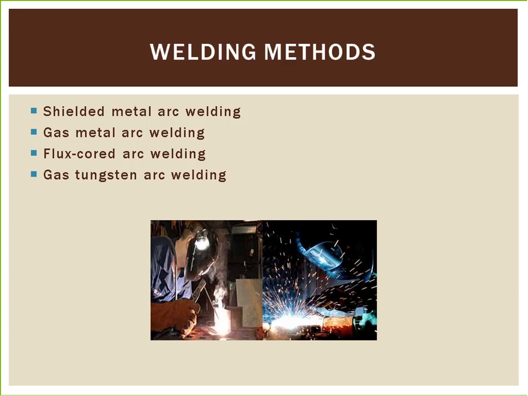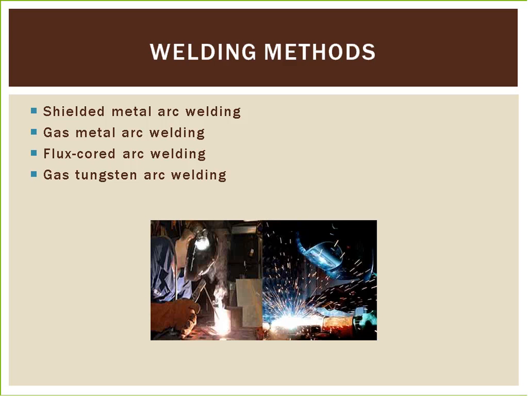Electric current is used to strike an arc between the base material and consumable electrode rod, which is made of filler material, typically steel, and is covered with a flux that protects the weld area from oxidation and contamination by producing carbon dioxide gas during the welding process. The electrode core itself acts as filler material, making a separate filler unnecessary.